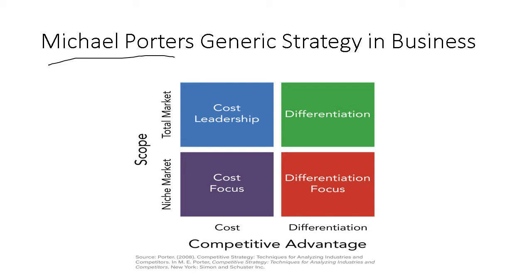It is called generic because it can be applied in any type of business, whether it is product-based or service-based, micro, small, medium to corporation. That's why it's called generic strategy. Here, let us try to explain this in layman's terms. You can see the x-axis is the scope of the market, while the y-axis is the competitive advantage.